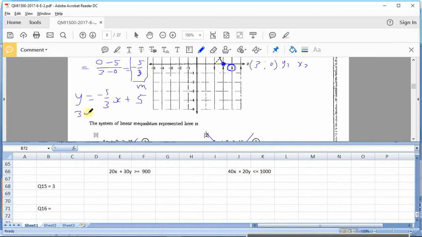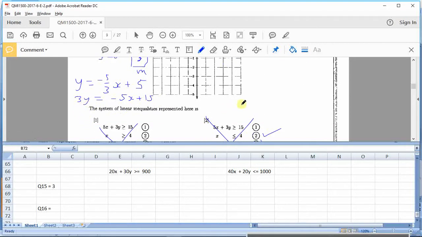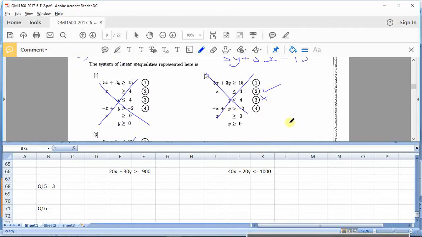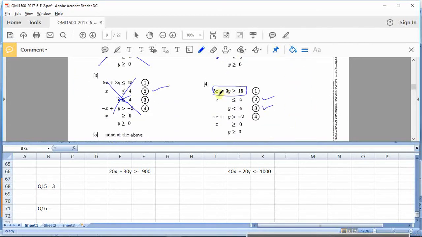Okay, so 3y equals minus 5x plus 15, which can be written as 3y plus 5x equals 15. That's also correct.